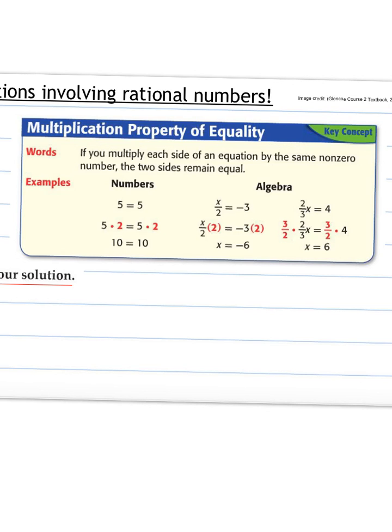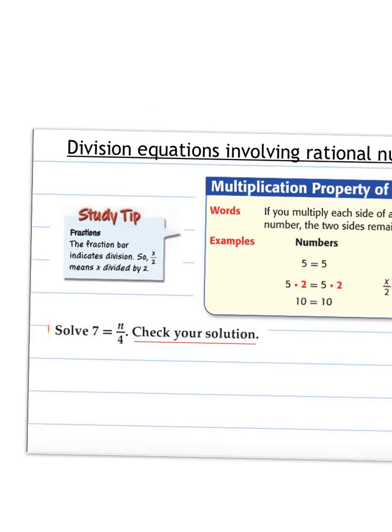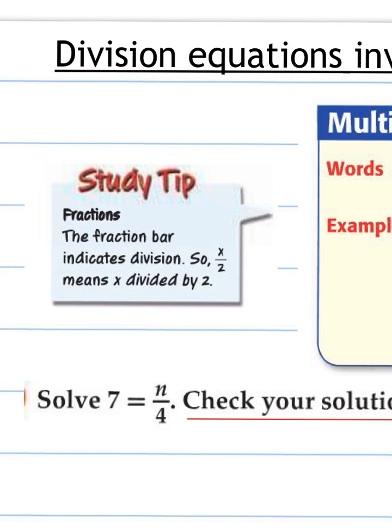And now in algebra, we have x over 2 equals -3. So if we multiply both sides by 2, x equals -6, they're going to be equal to each other. And then 2/3 times x equals 4, we multiplied each side by the multiplicative inverse, and we got x equals 6. Something to note here, the fraction bar indicates division. So where we had that x over 2, that's telling us that we are taking x and we are dividing it by 2.